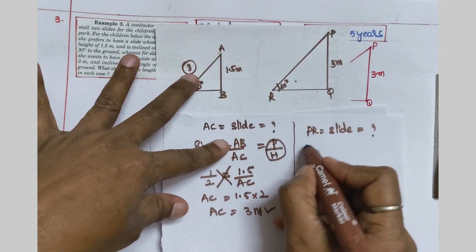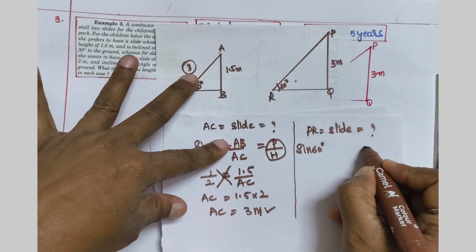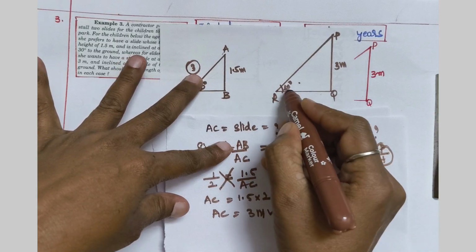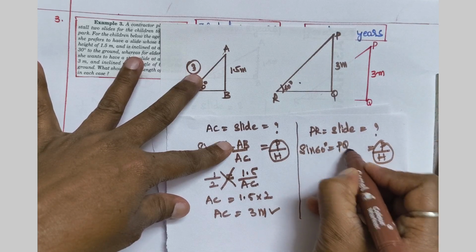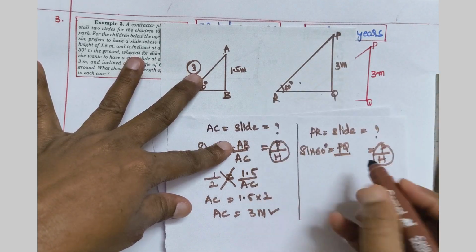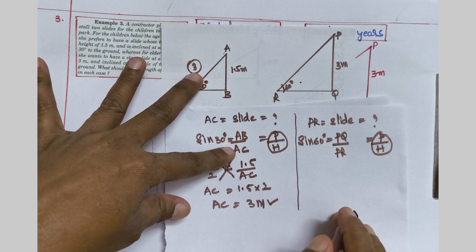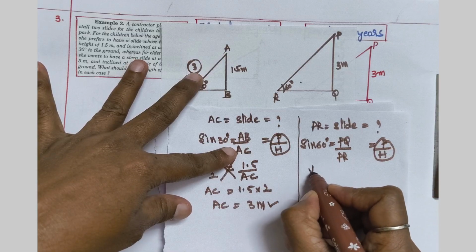Again we will use sine. Sine 60 degree. Okay, sine means again perpendicular by hypotenuse. Here what is the perpendicular? PQ is the perpendicular. Next, what is the hypotenuse? PR is the hypotenuse. Okay, now apply. Next, sine 60. Sine 60 value how much? Root 3 by 2.